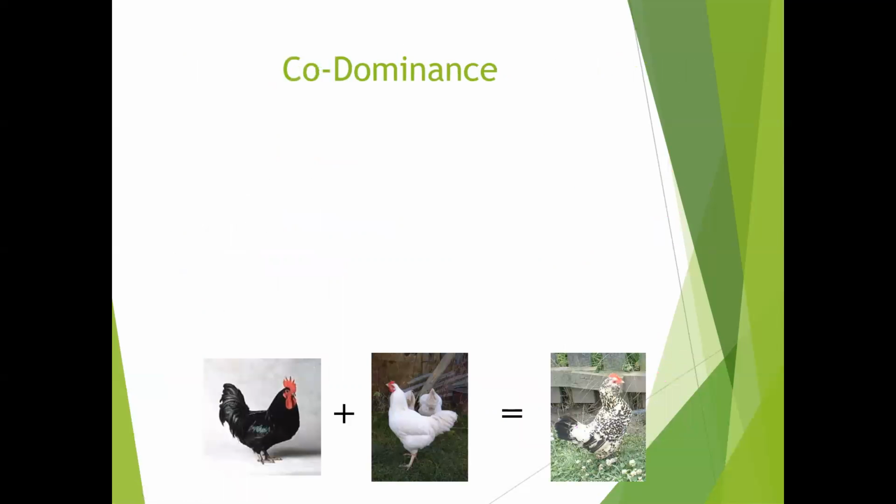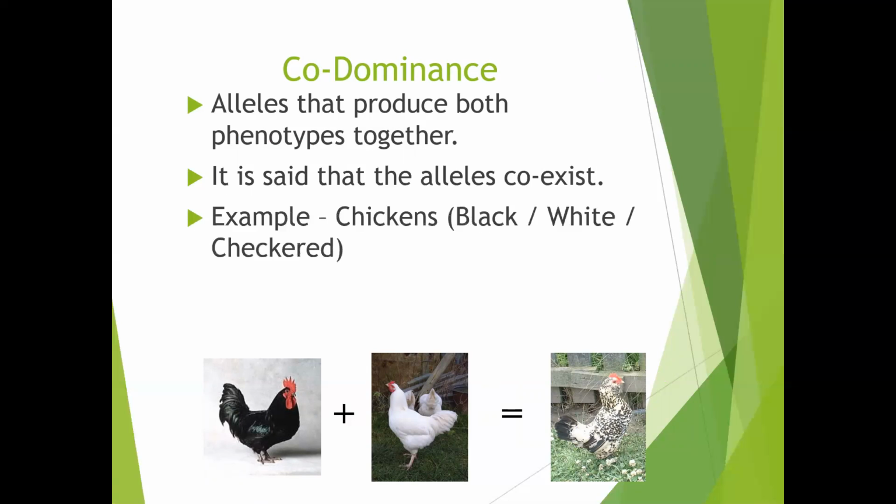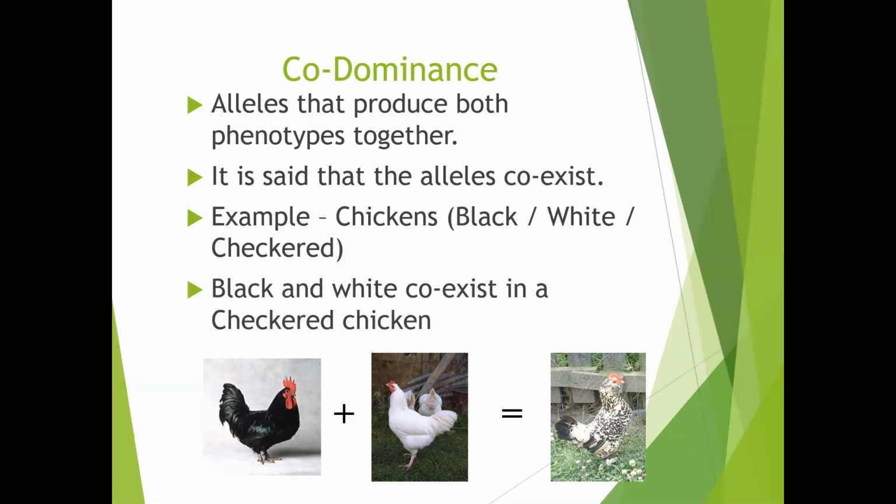All right, so now let's talk about codominance. So codominance is when you have a heterozygous genotype. Both will be expressed. So they do not mix, they coexist, and so this is given the term codominance. So an example would be crossing a black chicken with a white chicken, and you see both of those traits expressed in the offspring's phenotype. So a black and white coexist in a checkered chicken. They're codominant.